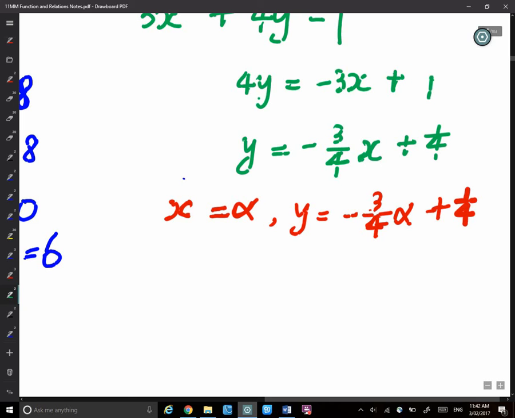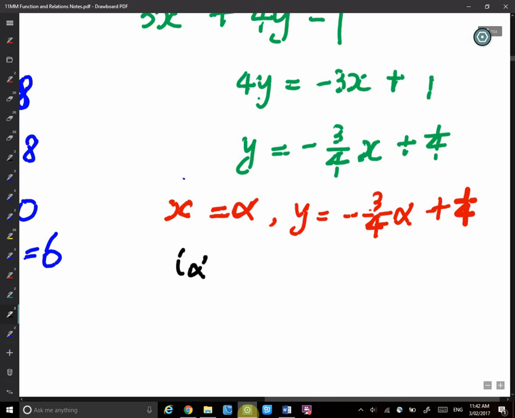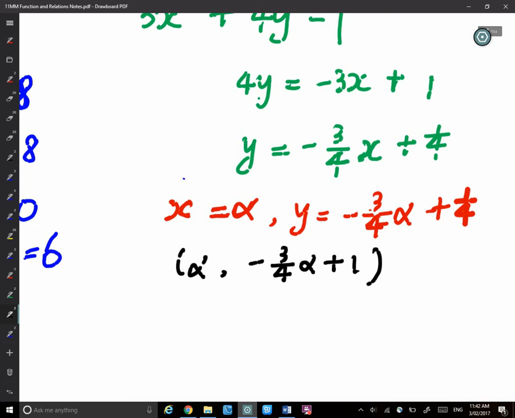So we can write, if we suppose x is alpha, so x is some number, then the y value must be that number times negative 3 over 4 plus 1. That's the corresponding y value. So we can write that in coordinate form: alpha is the x value, negative 3 over 4 alpha plus 1 is the y value. And that is your solution.